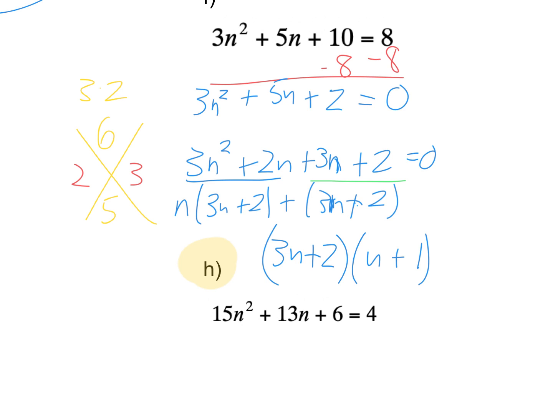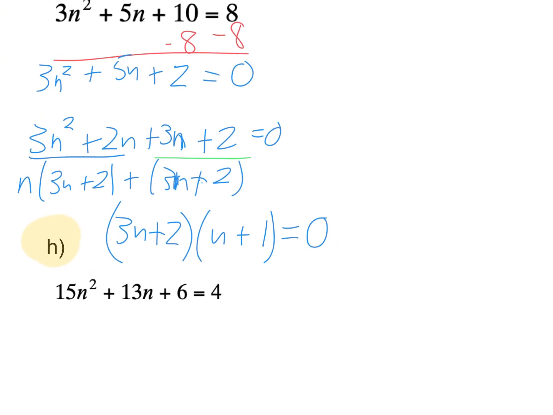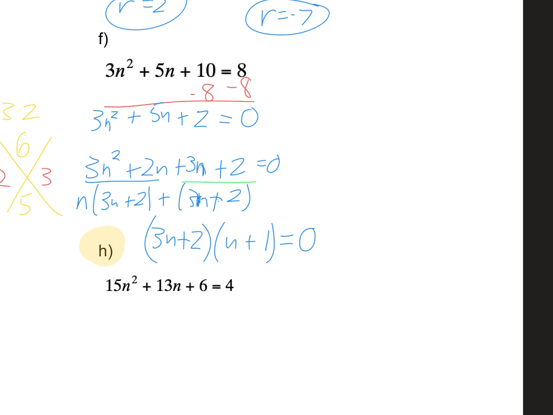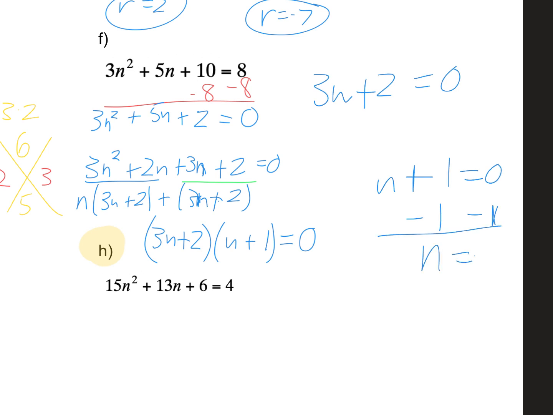Now, this all still equals 0. So now, we finally get to our step where we can split up our parenthesis and solve. So 3n plus 2 equals 0, and n plus 1 equals 0. So now if I solve these, I subtract 1, and I get n equal to negative 1. That's one of my solutions.